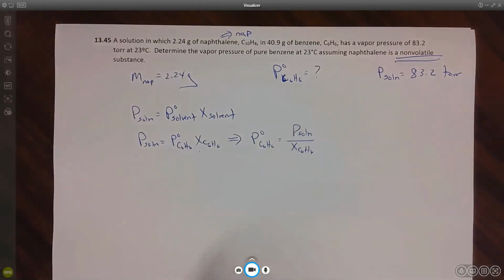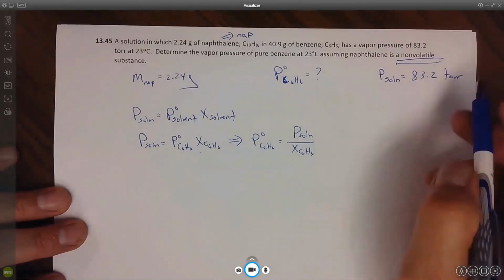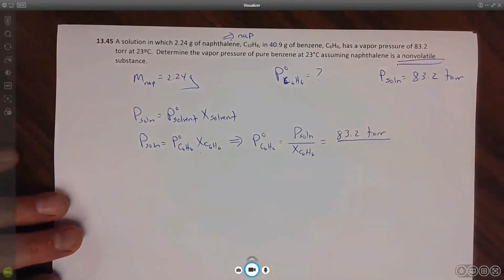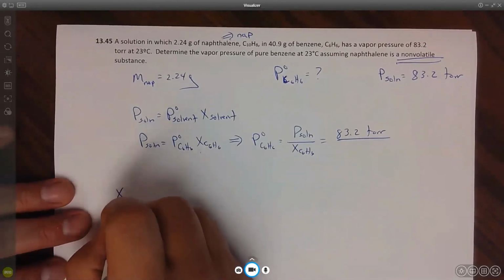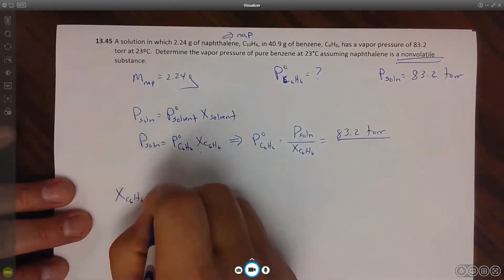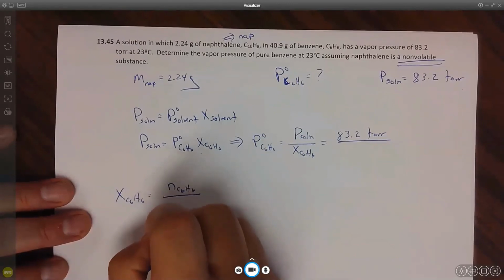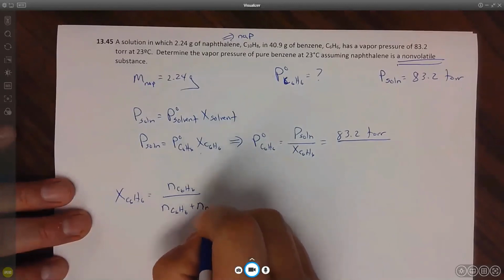Okay, so do I know the partial pressure of the solution? Yes, it was given to us. That's just 83.2 torr. How am I going to get the mole fraction of the benzene? Well, we've seen that already. The mole fraction of the benzene is going to be the moles of benzene over the total number of moles. So the moles of benzene plus the moles of our solute, which is the naphthalene, which I'm just going to write as nap.